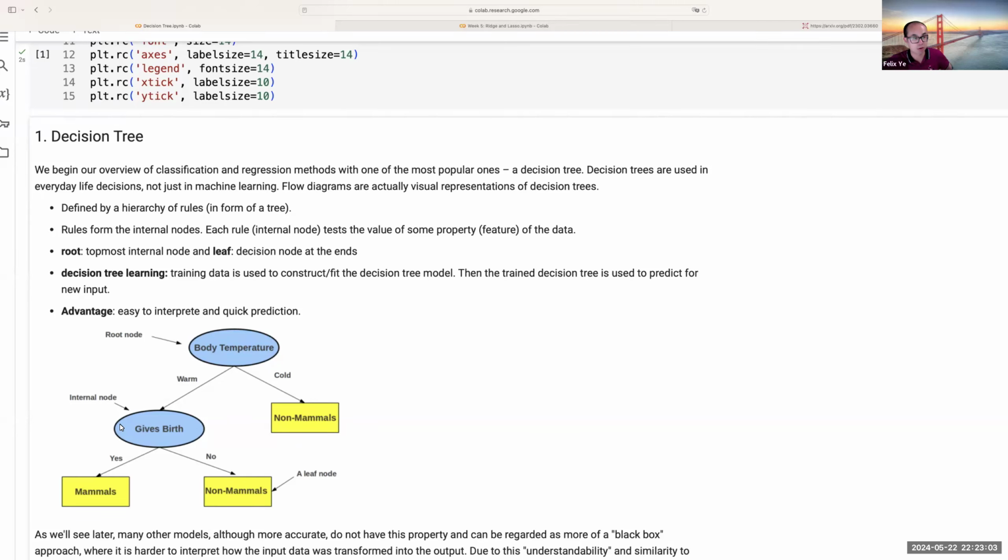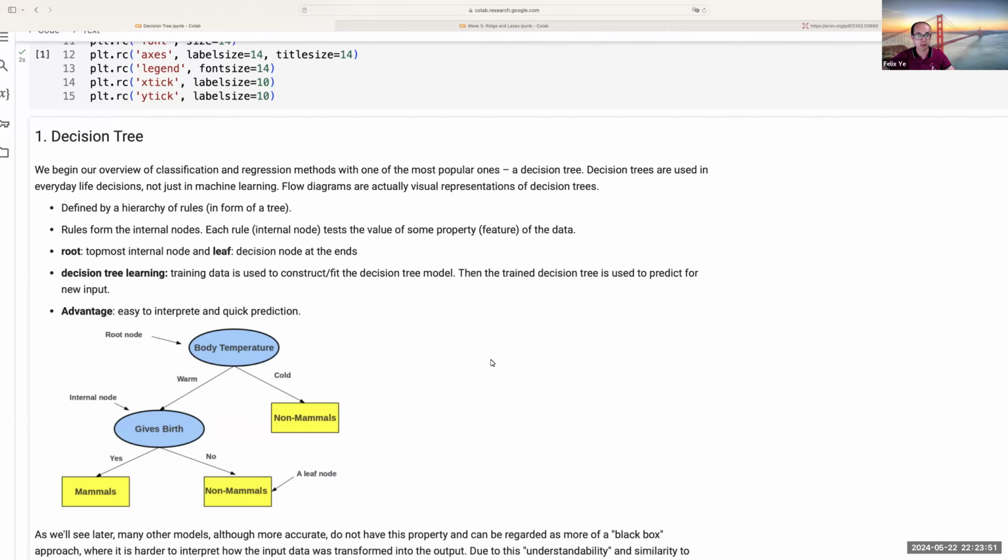Each row and rule forms something called an internal node, and this internal node tests the value of some property. For example, right here it is the body temperature or whether it gives birth or not. So this is basically the root, and these are the leaves, the decision nodes at the end. Decision tree learning is basically training on this data to construct or fit a decision tree model. Basically, we find these rules and the leaves right here. At the end, we use this trained decision tree to predict for new input.